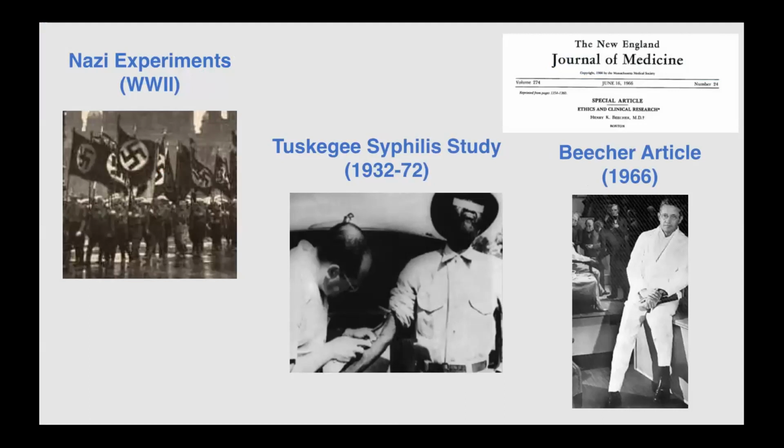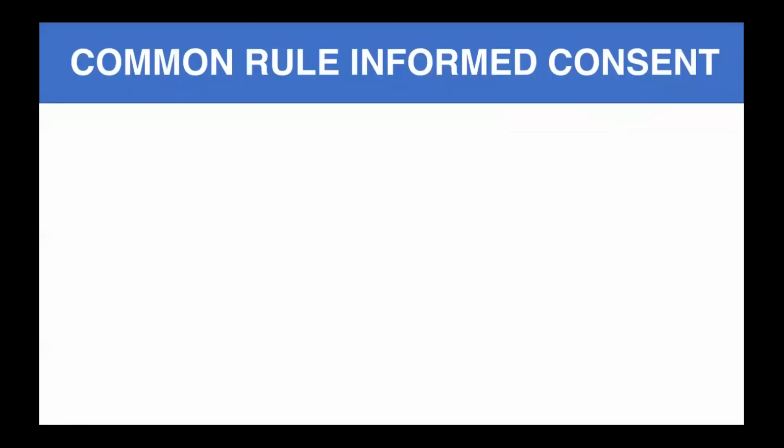Public Health Service for 40 years, and various other studies that subjected vulnerable populations to really egregious harms that were famously exposed in this 1966 article by Henry Beecher. A centerpiece of the Common Rule is the requirement that research participants provide their informed consent to participate.